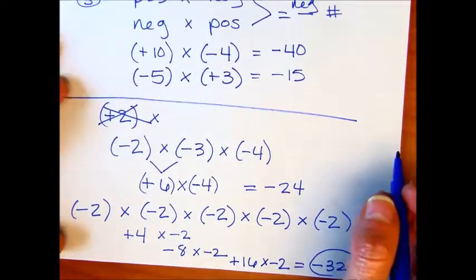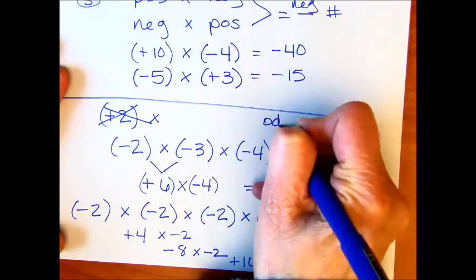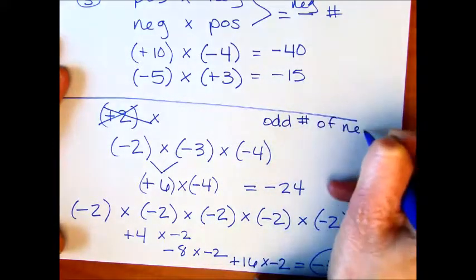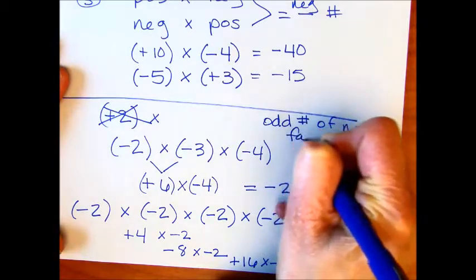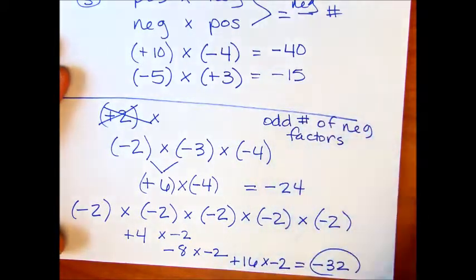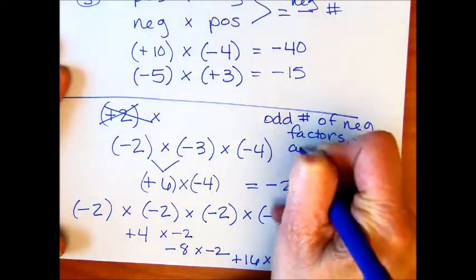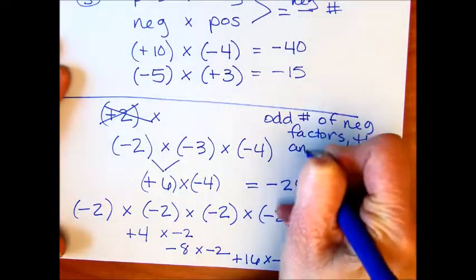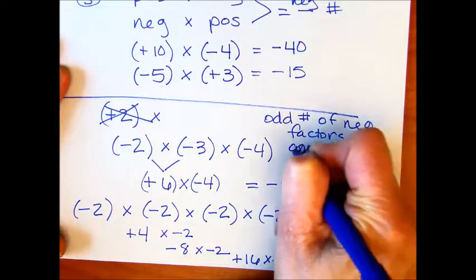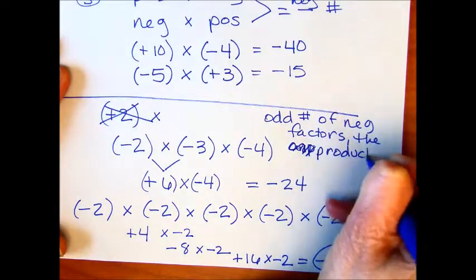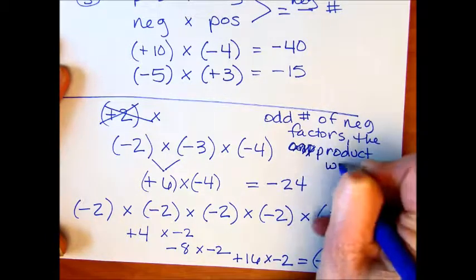So if we have an odd number of negative factors, the product, which is the answer, will be negative.